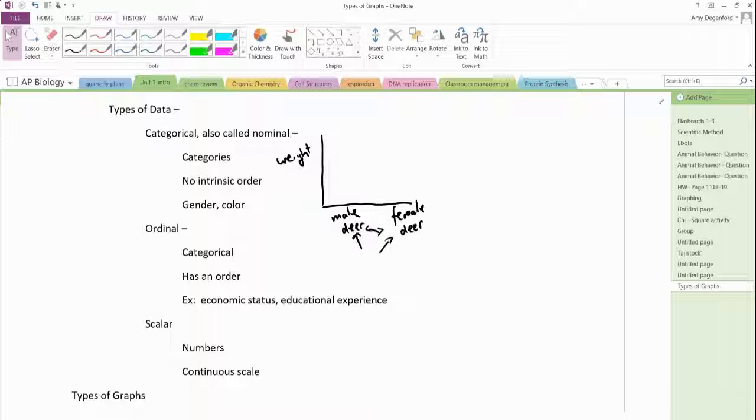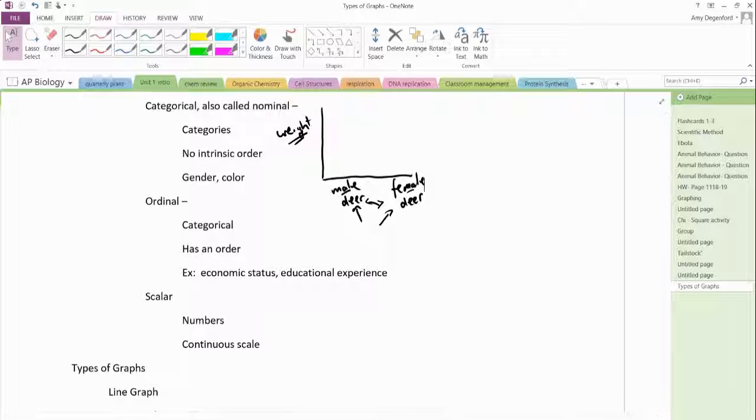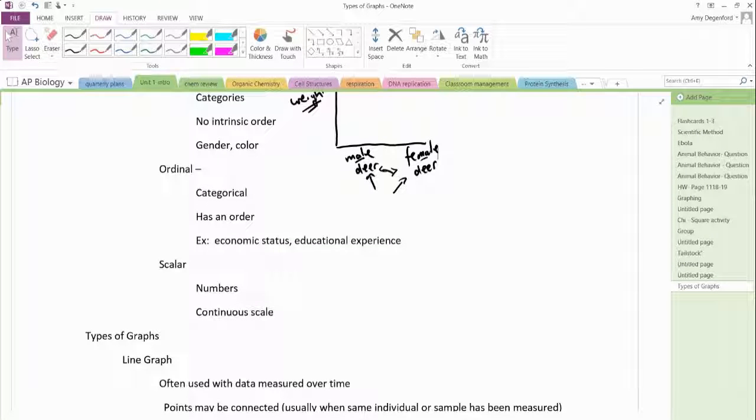Gender might be a good one. So for instance, maybe you're measuring the weight of deer and you're wanting to compare male deer to female deer. Maybe you're looking at the differences in sexual characteristics. Well, it doesn't really matter whether or not the male deer or female deer are first. Color would be another good example. You know, if you're measuring the number of red-eye fruit flies versus white-eye fruit flies, it doesn't matter where they are. Ordinal would also be categorical, but it has an intrinsic order to it.